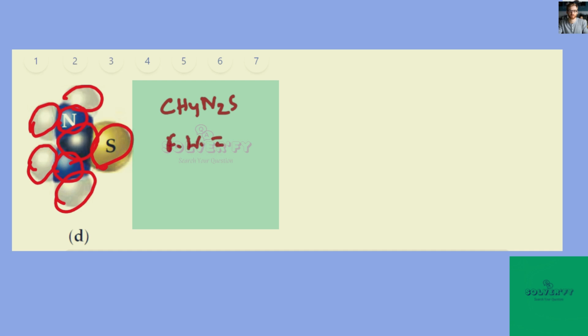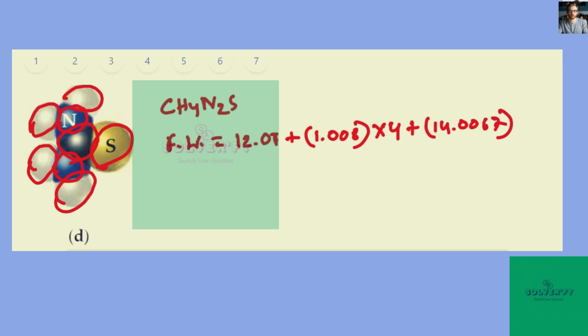The formula weight for this will be equal to, for carbon, 12.01, plus 4 hydrogen, and hydrogen's atomic weight is 1.008 times 4, plus nitrogen's atomic weight, 14.0067, and we have 2 nitrogen, and we have 1 sulfur, which is 32.065. It will give us a formula weight of 76.121 atomic mass units.